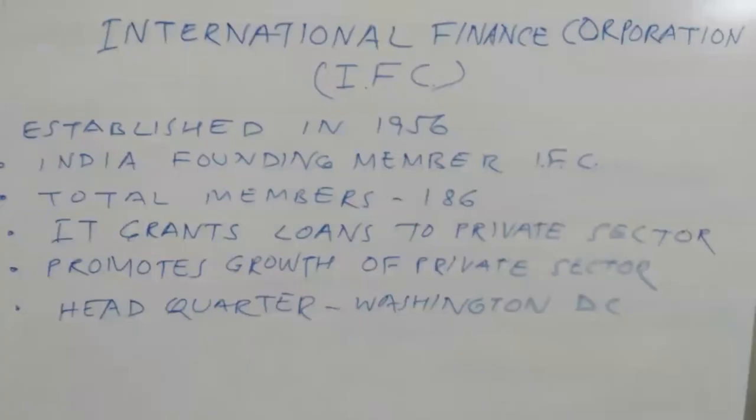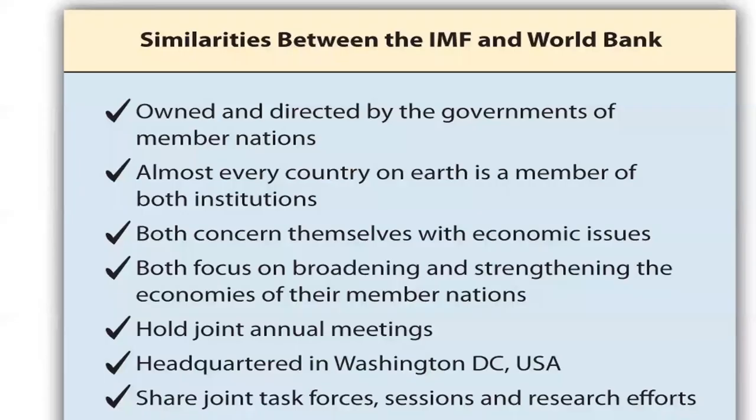Now, the last one we are discussing is the International Finance Corporation, IFC. IFC was established in 1956. India is a founding member of IFC. The total members in IFC are 186. It grants loans to the private sector. The basic motive of establishing IFC is to grant loans to private sectors. It promotes growth of private sectors, and the headquarter is at Washington DC. I hope this World Bank group is complete.